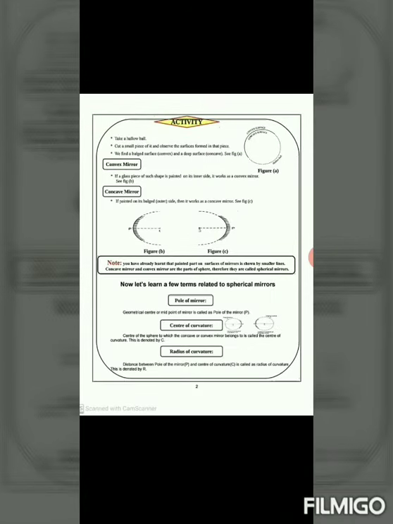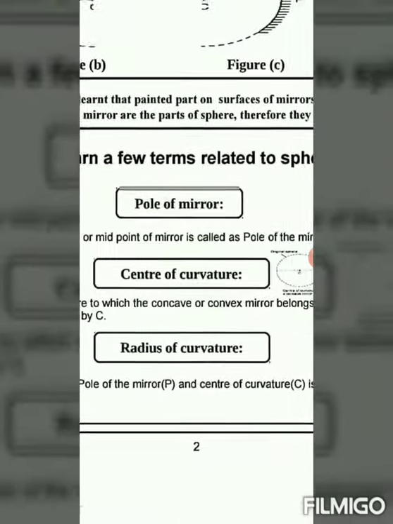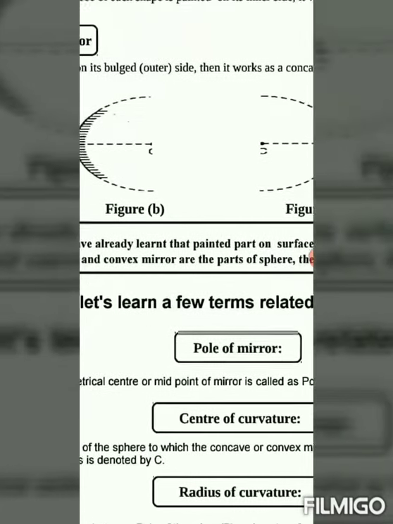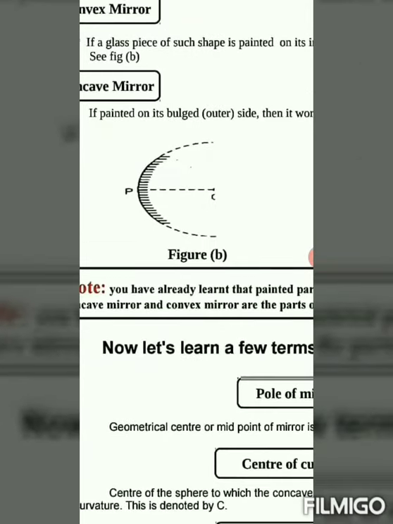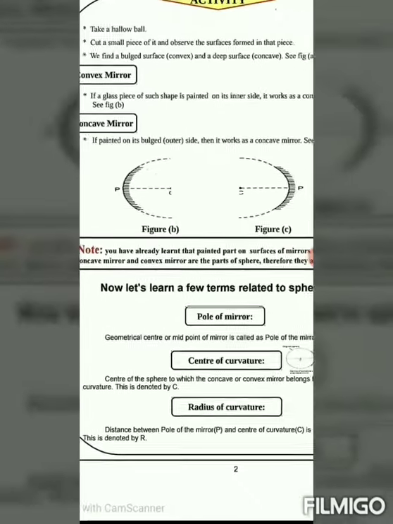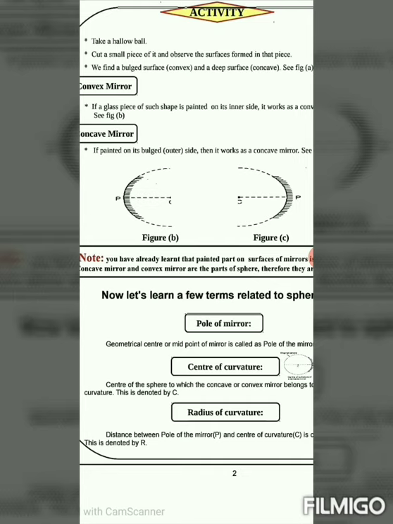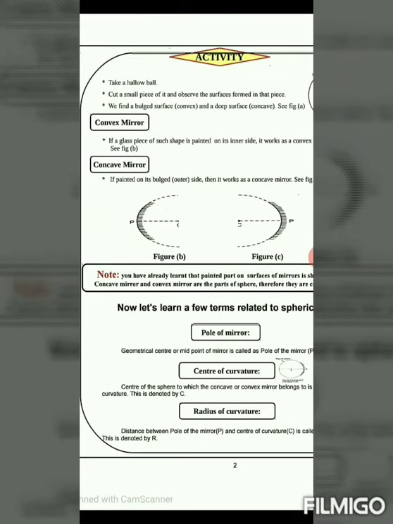Now, radius of curvature. In this diagram, P is the pole and C is the center of curvature. If you join P and C, what do we get? That is the radius of curvature. In circles, we say the distance from the midpoint to any point on the circle is the radius. In the same manner here, from the center to the pole, that is called the radius of curvature. So these are the important things in the first worksheet.